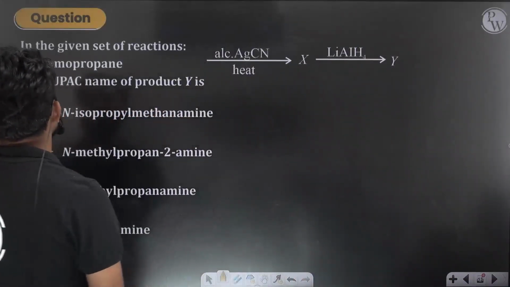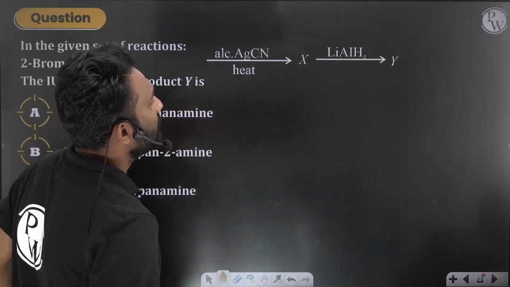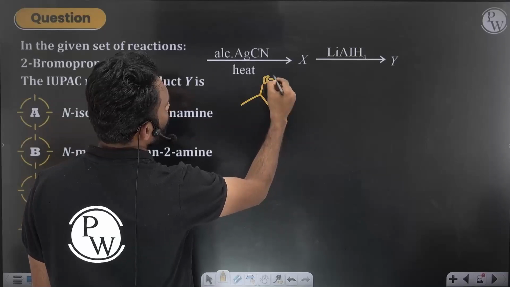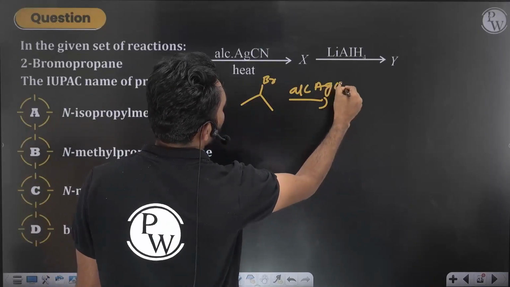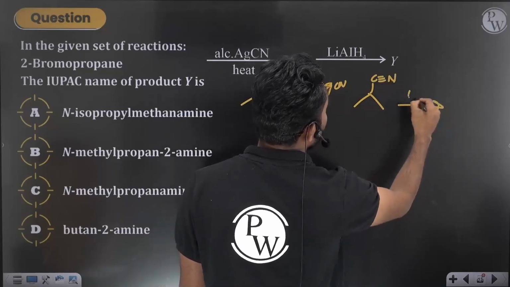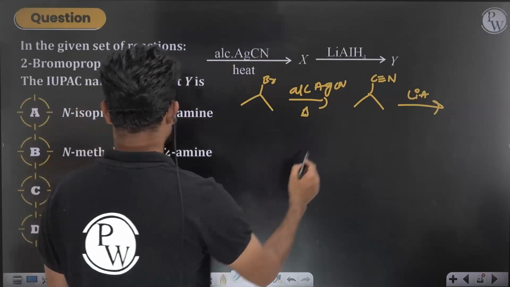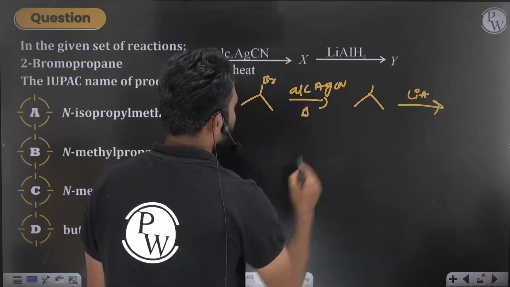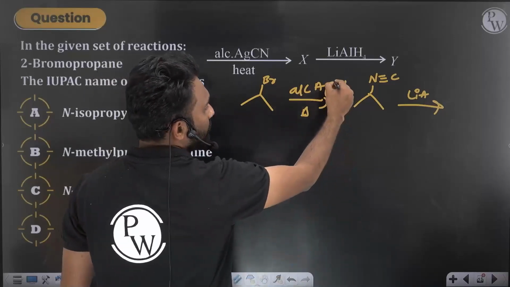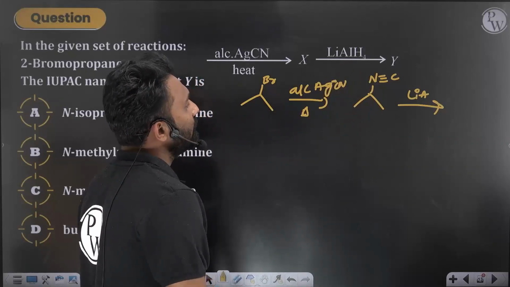In the given set of reactions, 2-bromopropane first with alcoholic AgCN and then lithium aluminum hydride reduction. This is 2-bromopropane. 2-bromopropane upon alcoholic AgCN upon heating, we will get the isocyanide, sorry, not the cyanide. AgCN is covalent. The bond between the Ag and the CN is a covalent bond. Therefore, the attack takes place from the nitrogen end, and we get the isocyanide.